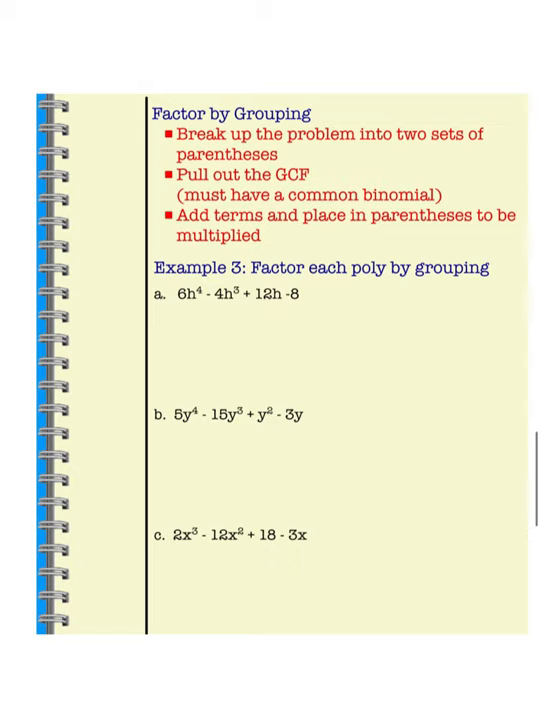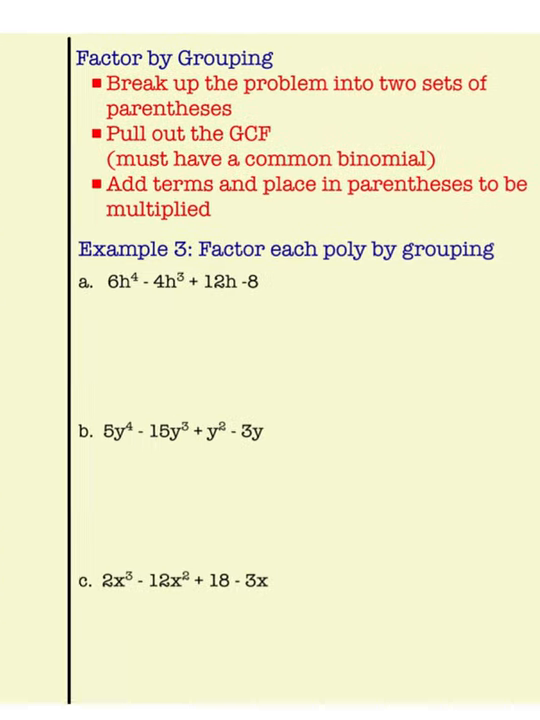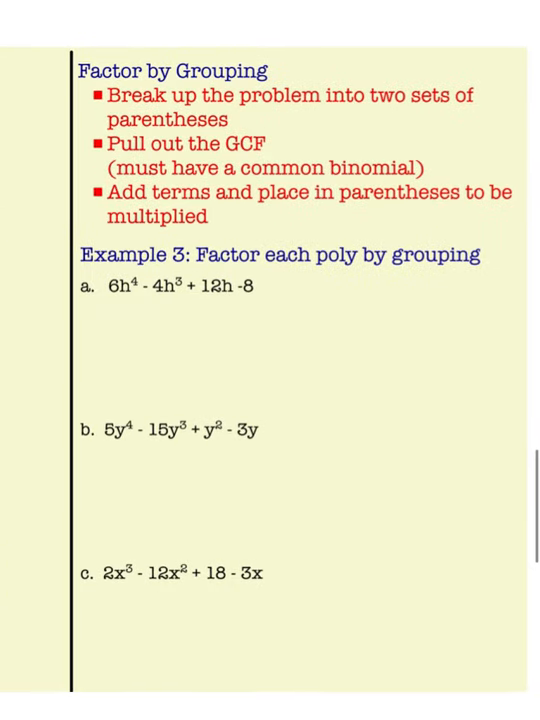All right, so step 1, we're going to break up the problem into 2 sets of parentheses. I'm going to go through example 1 while we're doing the steps because it's going to make more sense if you can see it. So break up the problem into 2 sets of parentheses. Just going to put 2 there and 2 there. Then we're going to pull out the GCF of both sets. So they must have a common binomial. That's why we're breaking out what we have in common. And that way what's left in the parentheses should be the same.